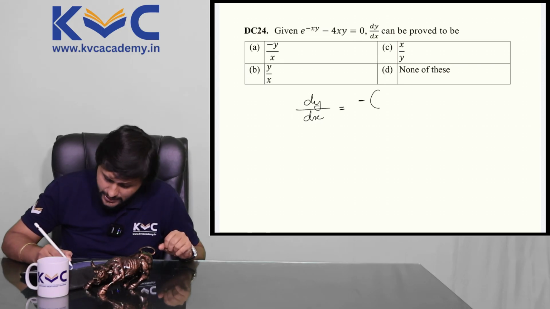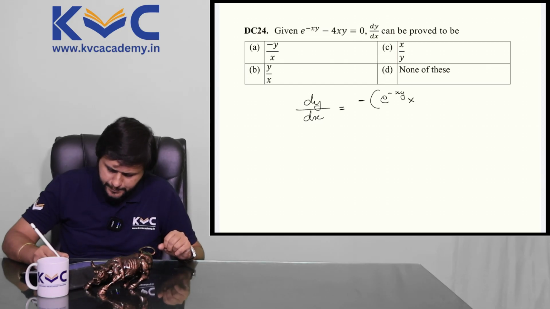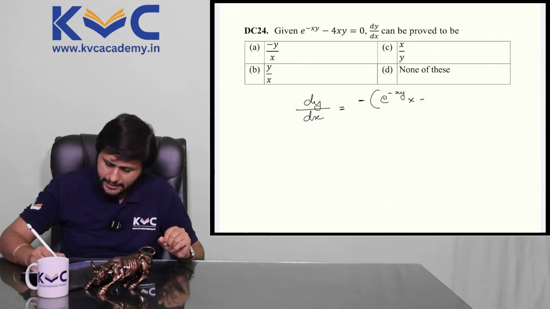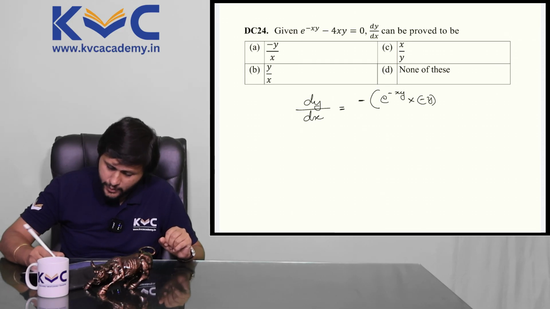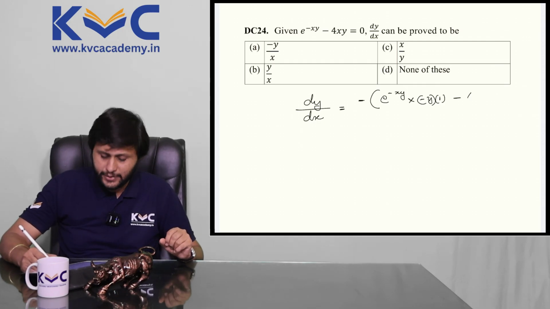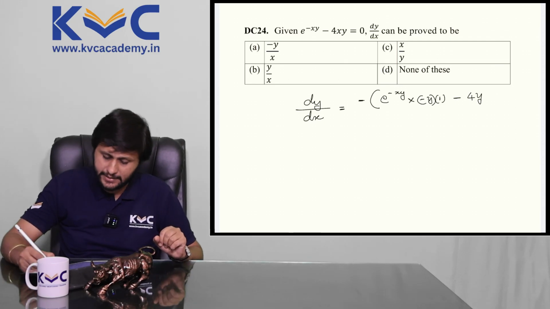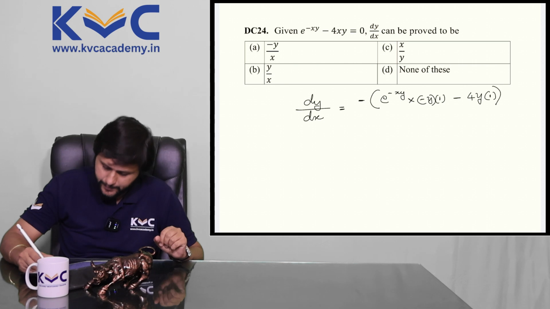Correct? Okay, so it's chain rule now. e to the power minus xy. Now we need to differentiate minus xy. So minus y, I'll keep the constant outside. Differentiation of x is equal to 1. Fine. Minus y is constant, 4 is constant. So 4y is outside. Differentiation of x is equal to 1.